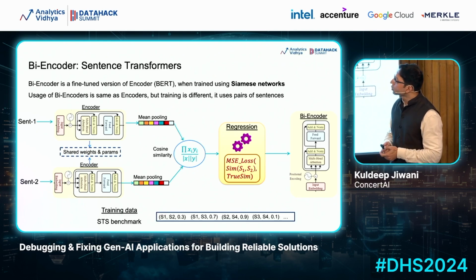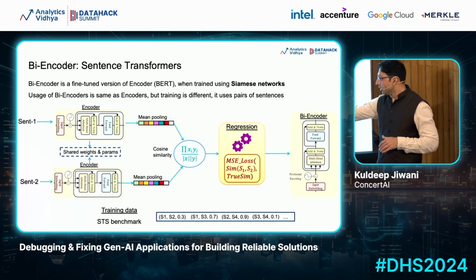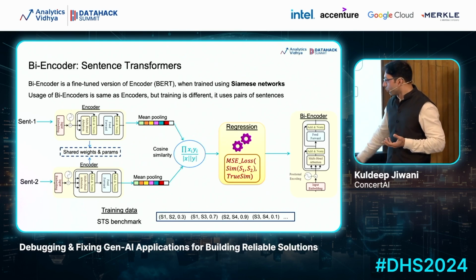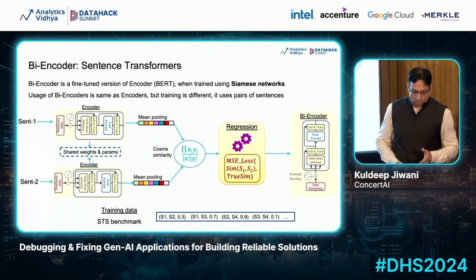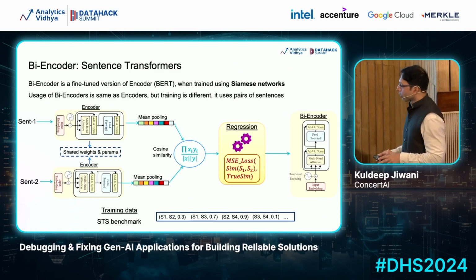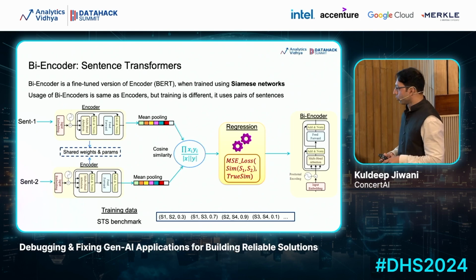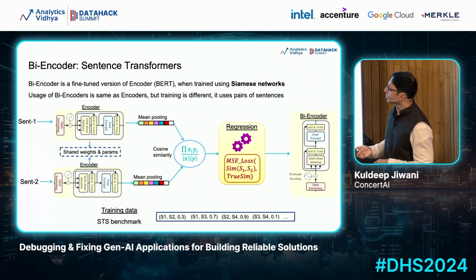So there are smarter ways to train a Bi-Encoder. In this example, you have to give S1, S2 a score of .3, S1, S3 a score of .7, so you have to give those scores manually. To assess that is not easy. Although if you have that, very good. There is data called the STS benchmark, available on the internet. You can use that to train a model. But for a domain, if you can do it, well and good. If you can't, then there are smarter ways.